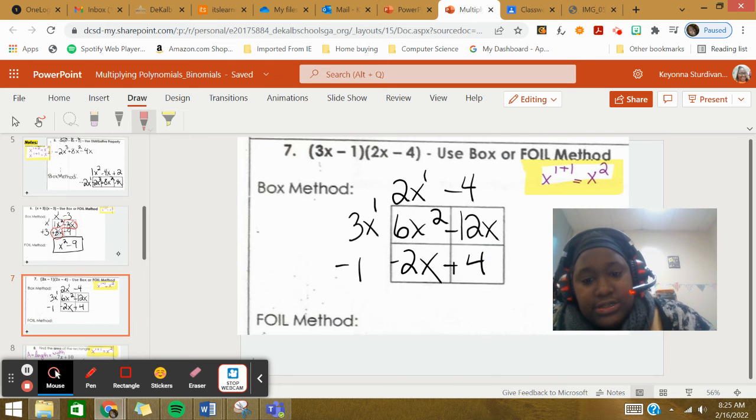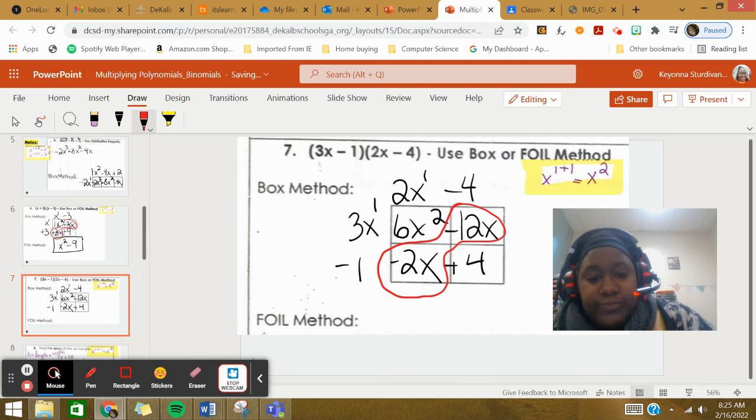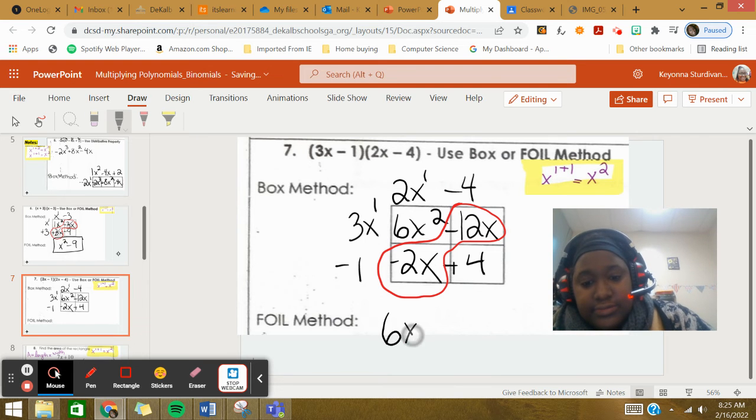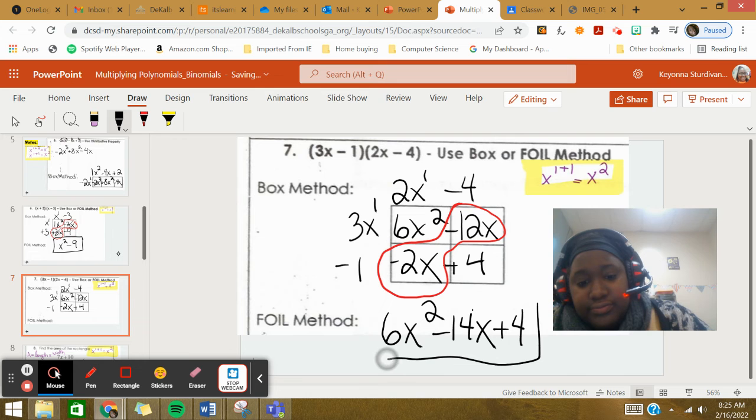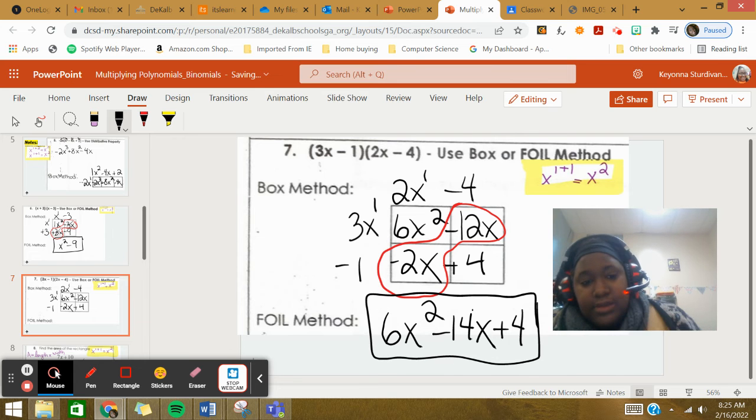Remember, the only other thing is to combine your like terms. With two binomials, it's always going to be in the middle. So my final answer here is going to be 6x squared, negative 2x minus 12x is going to give me a negative 14x, and then I get plus 4. Pause the video. It's time to copy this one down.